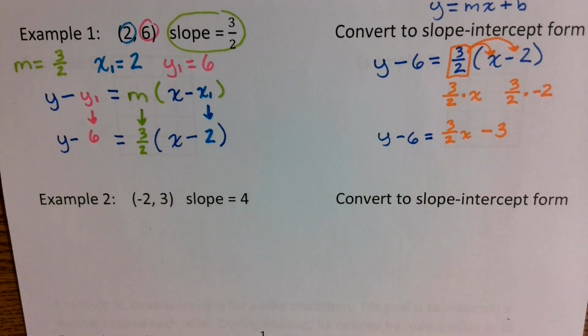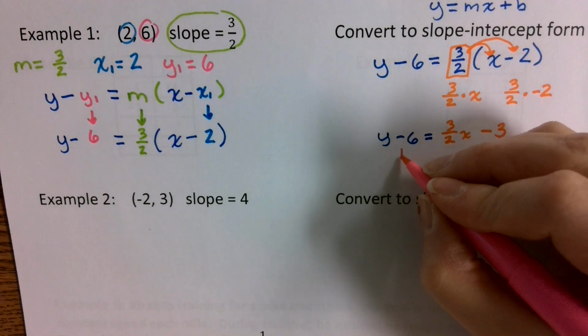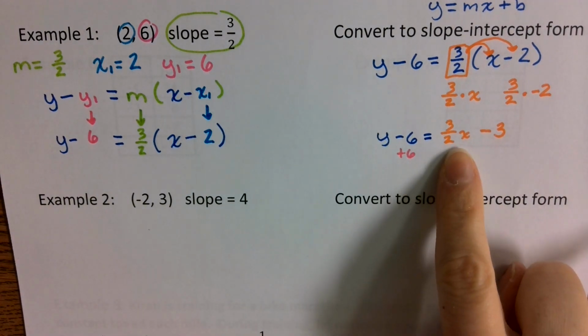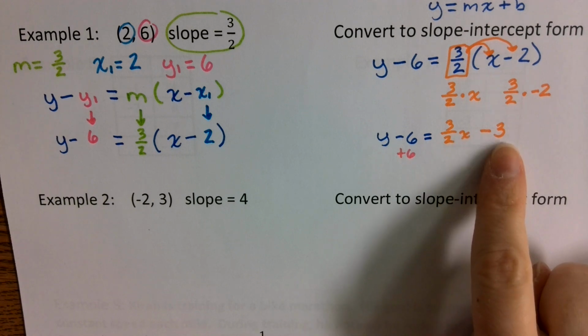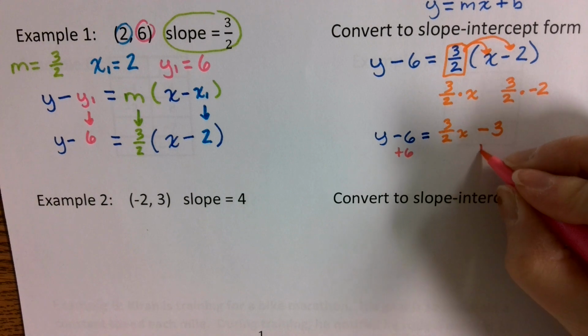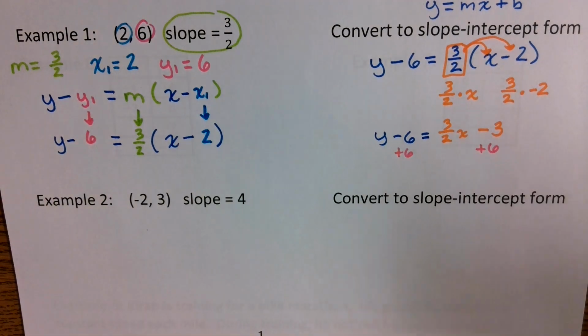Plus 6. So we're going to add 6. Now, where am I going to add 6? Am I going to add it to the 3/2 x? Am I going to add it to the -3? Am I adding it to both? Just to the -3. Remember, when adding or subtracting, you only do it to one term. When multiplying or dividing, you do it to all terms. Okay, so we're just adding the 6 to a like term.